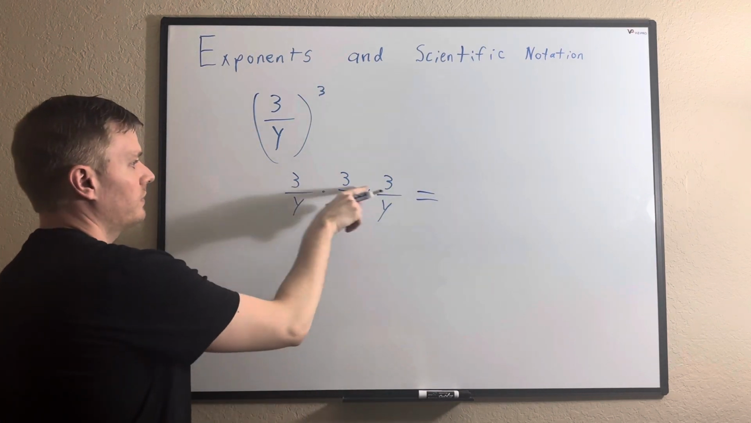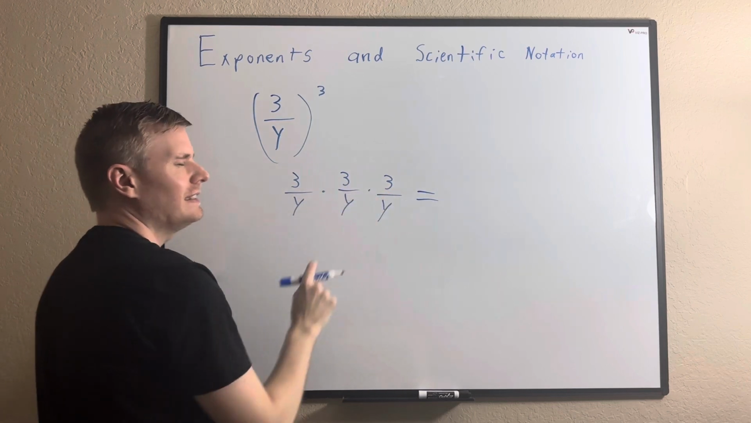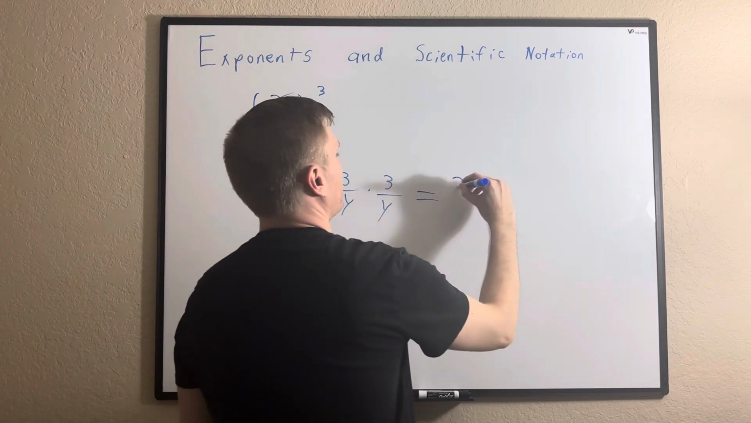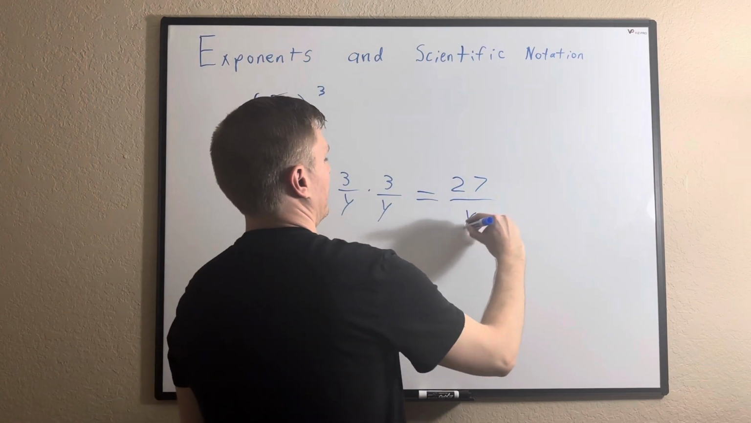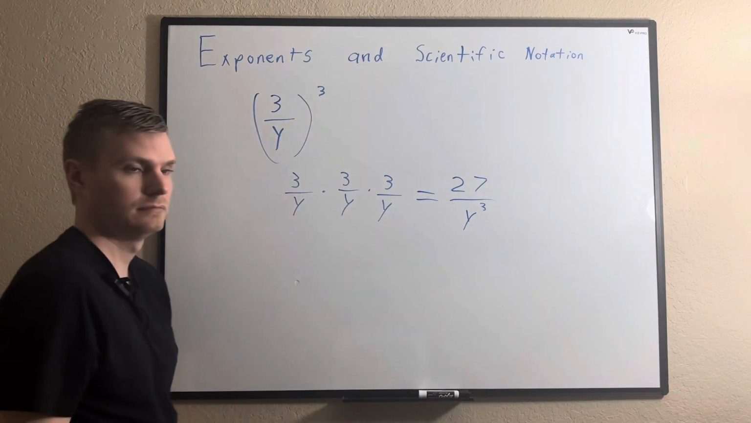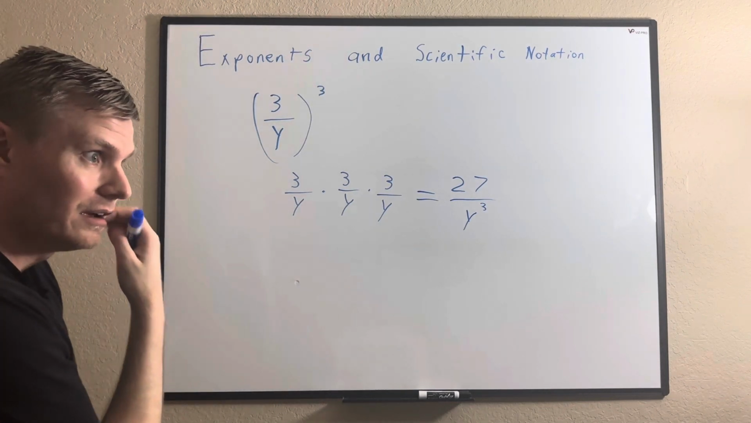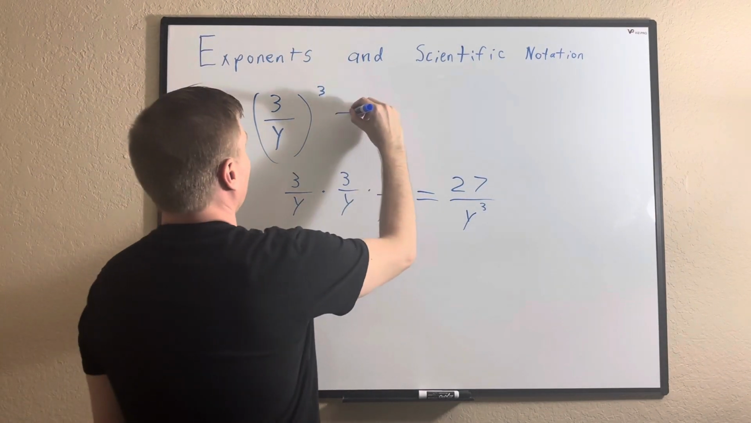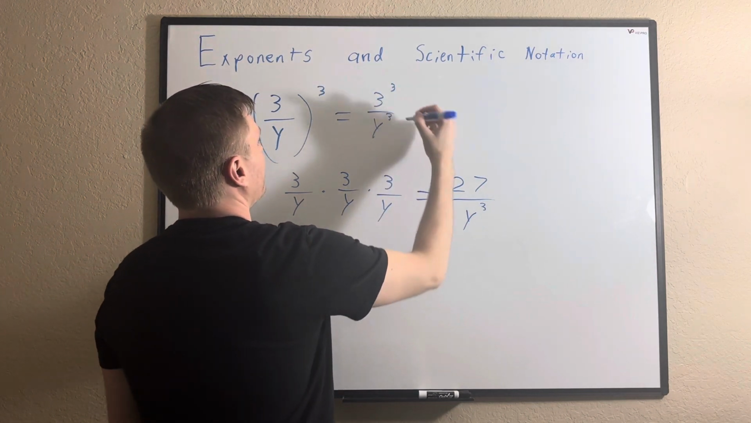You do the numerators first. 3 times 3 is 9 times 3, 27. Y times y times y, y to the third. Some people like to think of it as 3 cubed over y cubed.